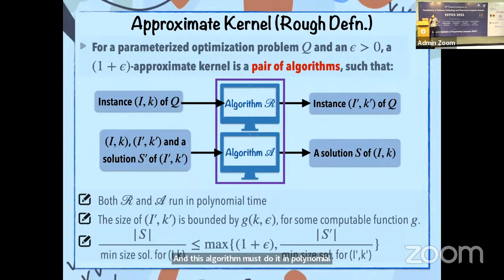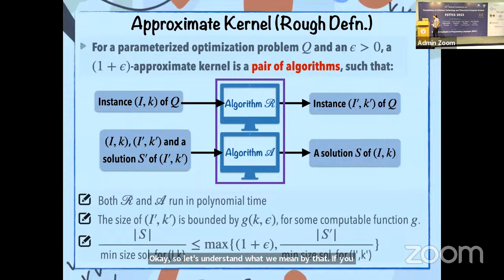Now the approximation part, roughly speaking from the definition point of view, comes into play where the algorithm A is required to do the following. If you manage to solve the new instance, if you obtain a solution of reasonable size for the new instance, then it is required to output a solution for the original instance whose size is not too bad. Okay, so let's understand what we mean by that.